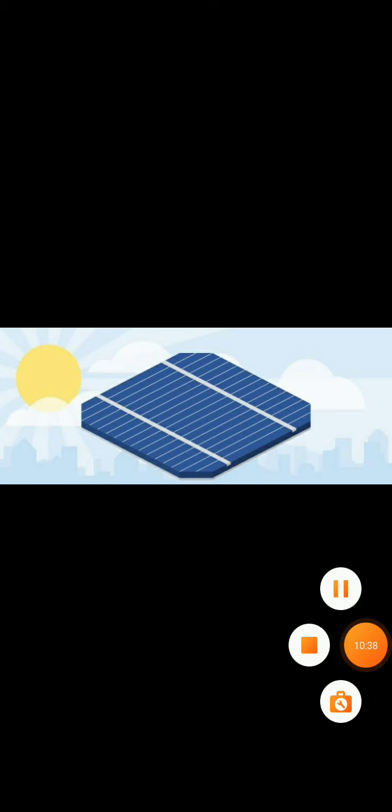Solar cells convert solar energy into electricity. Remember, solar cells convert solar energy into electricity. A typical cell develops a voltage of 0.5 to 1 volt and can produce about 0.7 watt of electricity when it is exposed to the sun.